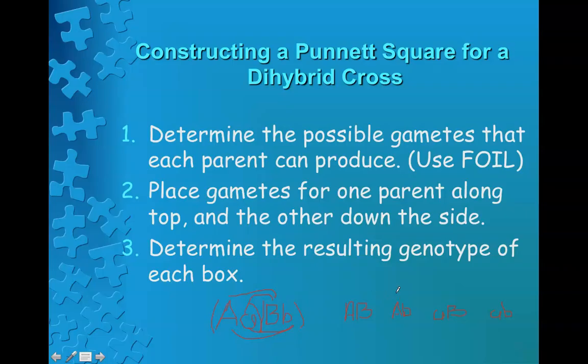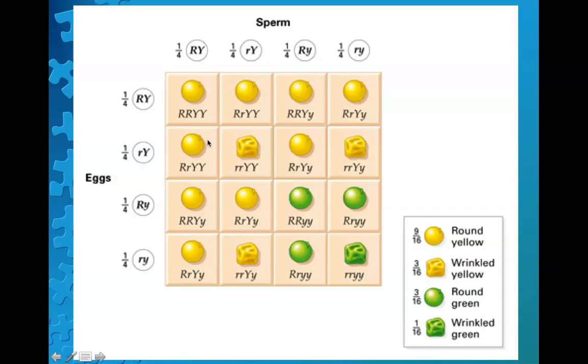So you're going to have 4 rows and 4 columns that you have to deal with. You would do the same thing for the other parent, and then they would go down the side. So here's an example. Each row and column has to have 2 letters associated, and then from there, you're just matching them up. Then you can count the number of round versus wrinkled, yellow versus green, and so on and so forth, to get your 9 to 3 to 3 to 1 ratio.